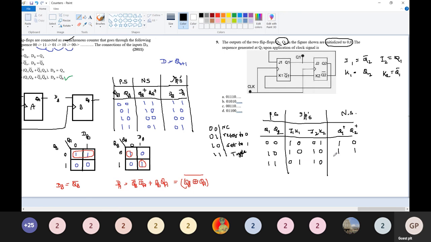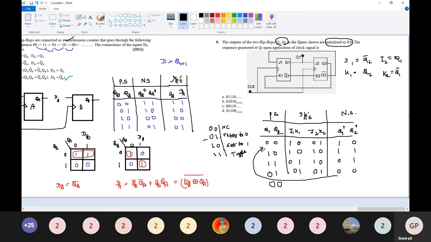Then apply the characteristic table: 01 is 0, 10 is 1. Now this will act as the present state. J1 is Q2 bar, which is 0 here, K1 is Q2, which is 1. J2 is Q1, which is 0, and K2 is Q1 bar, which is 1. So 01 is reset to 0. That means it goes back to 0.